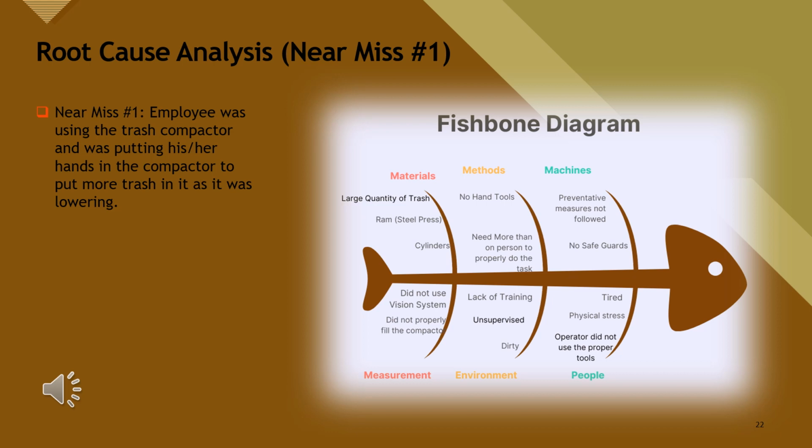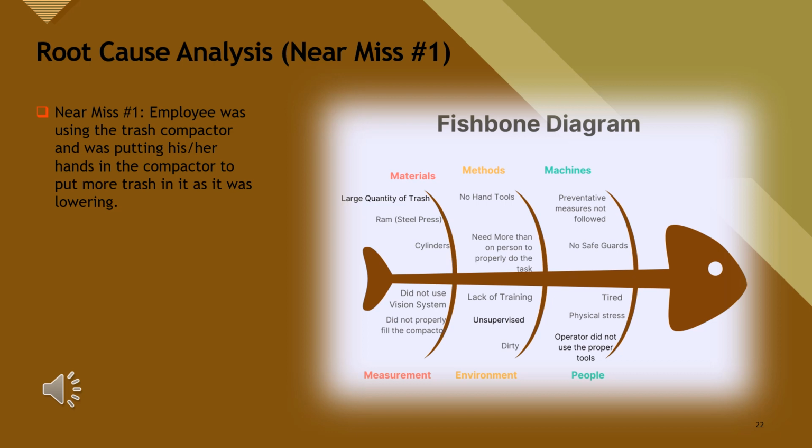Now looking at the person at hand, they are tired. They have physical stress. This is a demanding job. The operator did not use the proper tools. Using their hands to feed trash is not acceptable. But it does not mean that it is the employee's fault. It just means that they aren't trained properly and they don't have the knowledge to perform that task. With the methods of them doing so, they had no hand tools. They need more than one person to properly do the task.